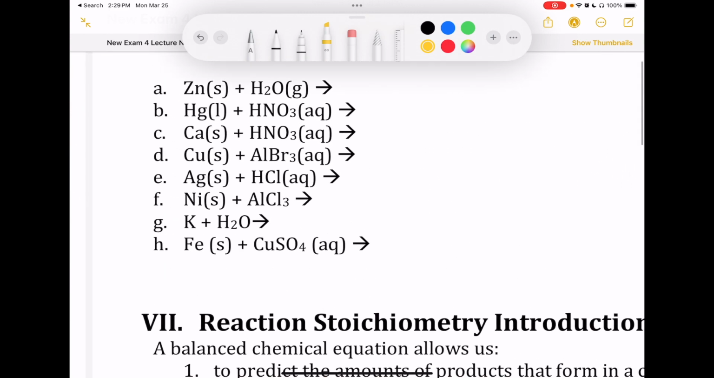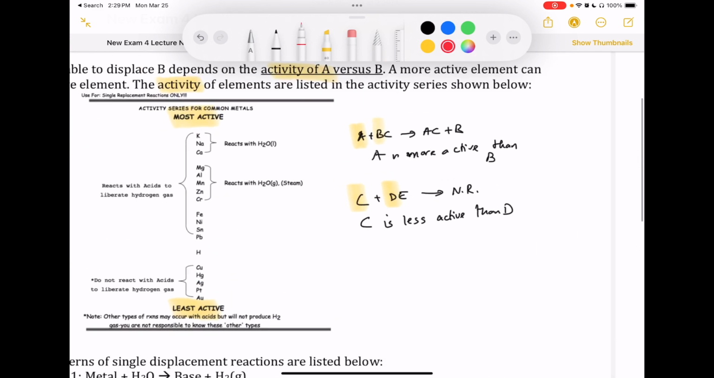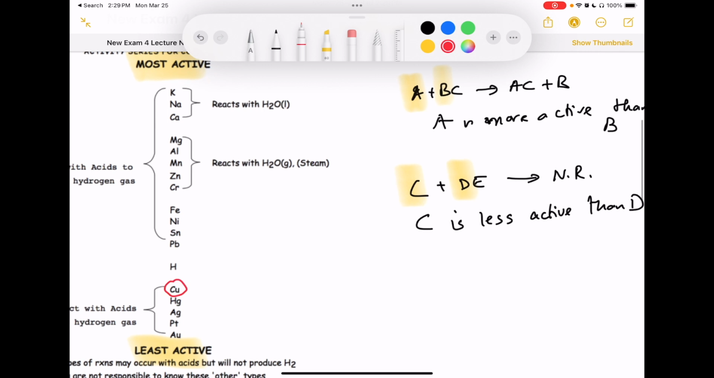Okay, so say I have this particular reaction right here, Cu plus AlBr3. Will there be a reaction or will there not be a reaction? And so what I need to do is just take a look at the position of Cu, remember, versus the cation, which is Al here. I want to see where they're located relative to each other in the activity series. So let's take a look right here. Here's the activity series. Cu is down here. Al is up here.